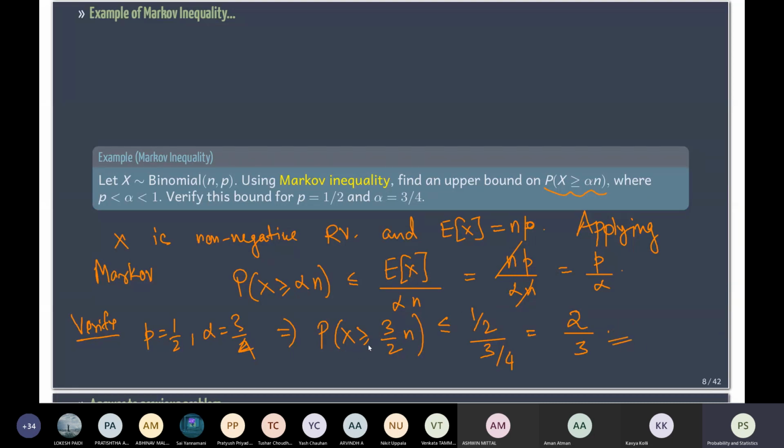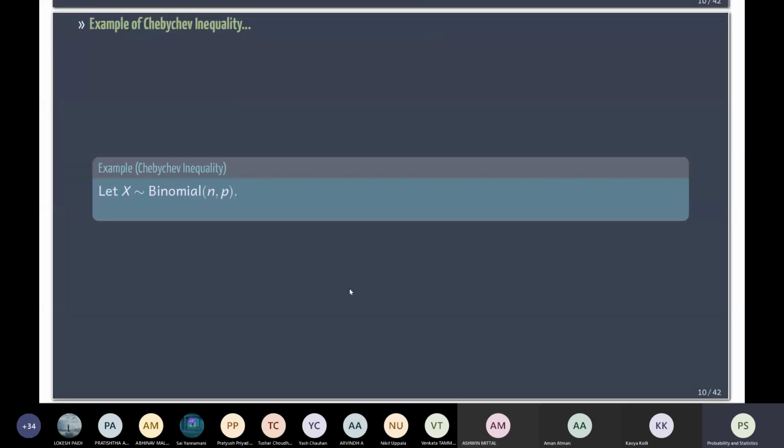So the probability that x is greater than or equal to 3 by 2 n will be upper bounded by this. Okay, now what will happen if I apply the Chebyshev inequality on the same problem? So x is still binomial. Now I'm asked to apply Chebyshev and find an upper bound on this same quantity, but now using Chebyshev.